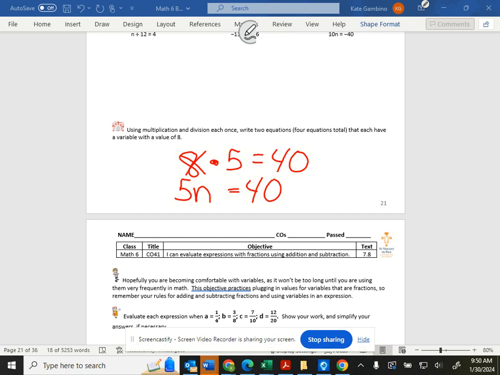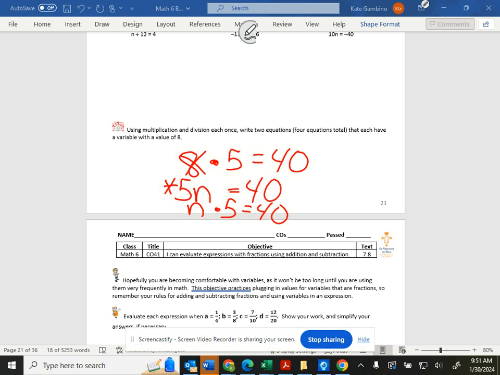Okay, I would accept it this way too, but this way looks more mathy, right? We're looking like a real mathematician now. So any questions on how to create our own equation? Feeling good with that?